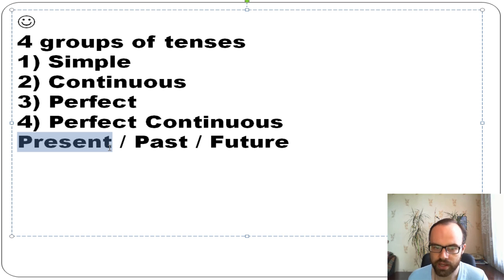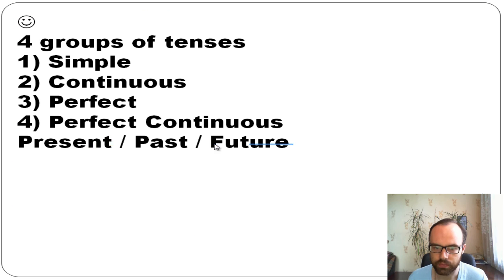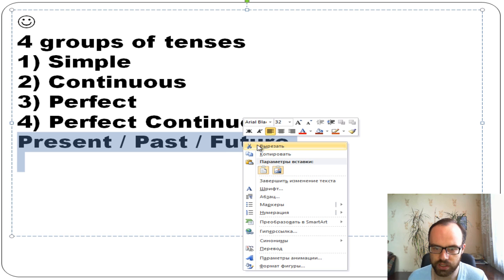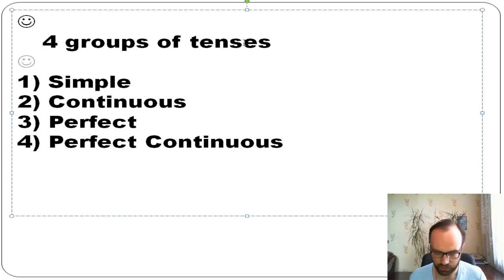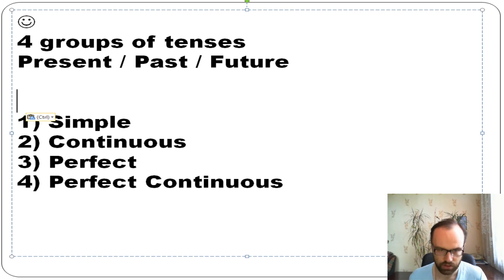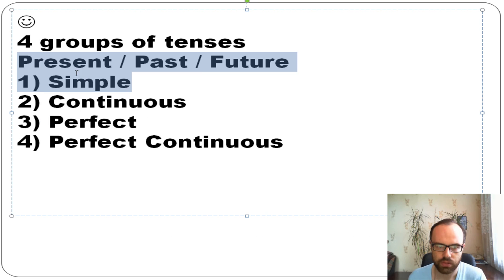Okay, so present, and then present simple. So I'll put it another way. Please let me do it, because I think it will be better. So you see, present simple, the first tense. Present continuous. Present perfect, present perfect continuous. And we can do it similarly with past: past simple, past continuous, past perfect, past perfect continuous, and future: future simple, future continuous, future perfect, and future perfect continuous.